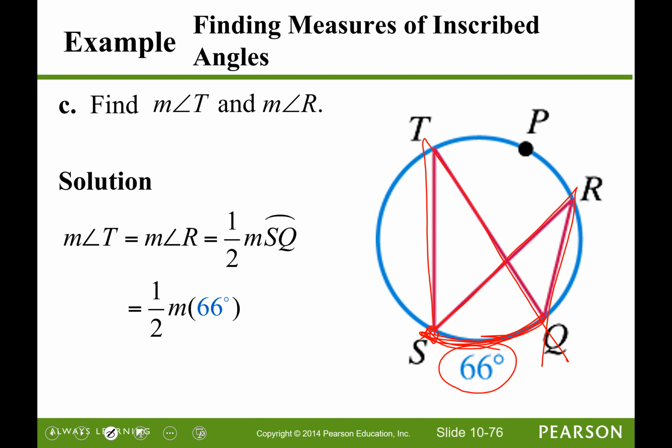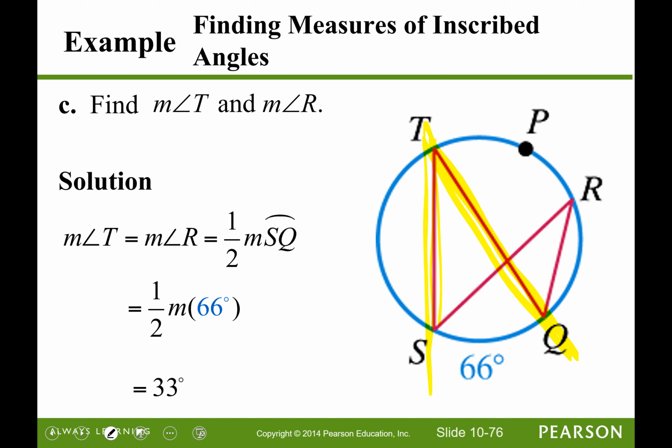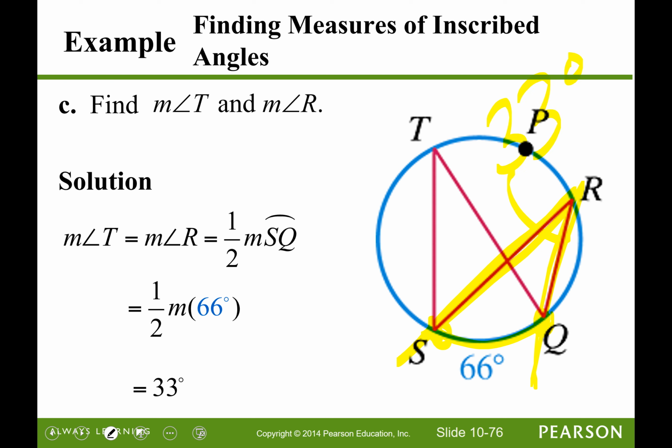Welcome back. If you said that the measure of angle T is 33 degrees and the measure of angle R is also 33 degrees, then you got it right. It's kind of tricky to see because they overlap. Let me just try to highlight just this one for you. See how this inscribed angle, its intercepted arc is 66 degrees. So the angle would be half of that, 33. I'm going to erase that and show the other one separately. This inscribed angle is intercepting the same arc. And that makes its measure half of 66, which is 33 degrees.